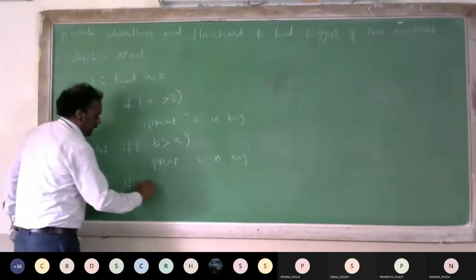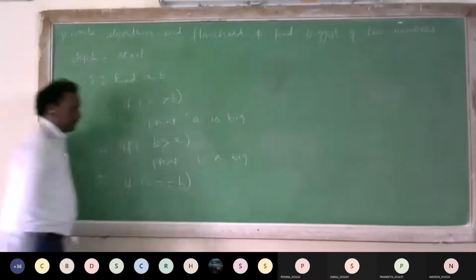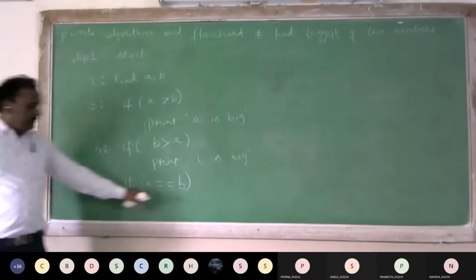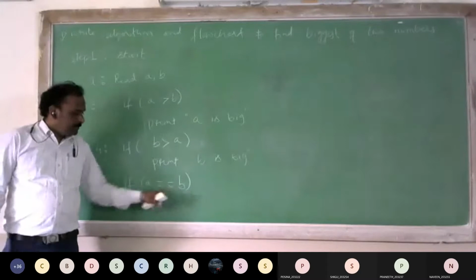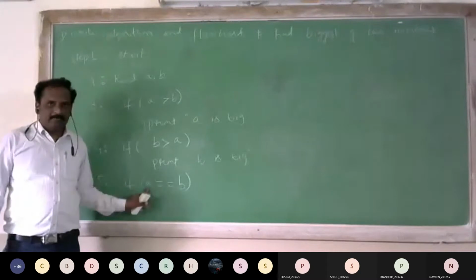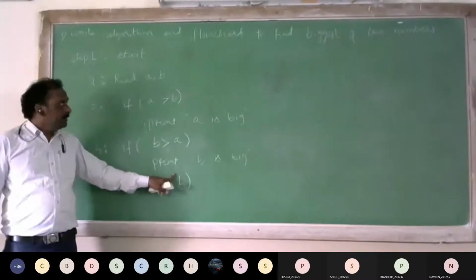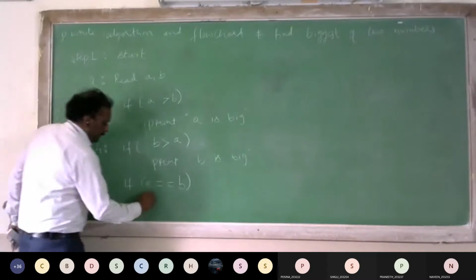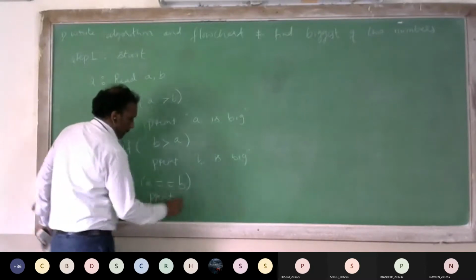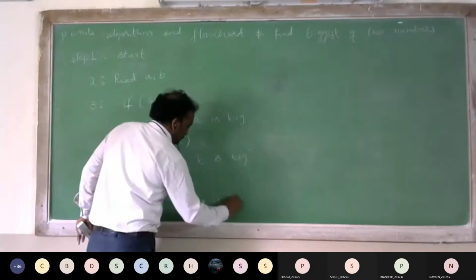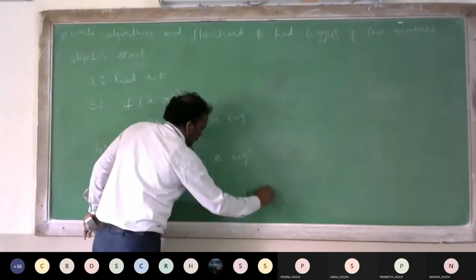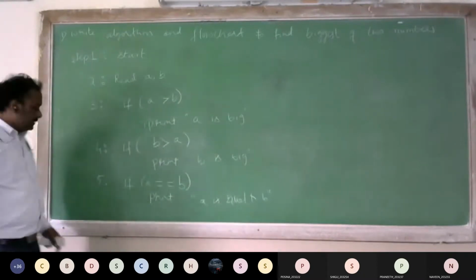What is the next step? If A is equal to B. Equal I am writing 2 times, so equal written 2 times means it is comparison, whether A is equal to B. If A is equal to B, then print A is equal to B.